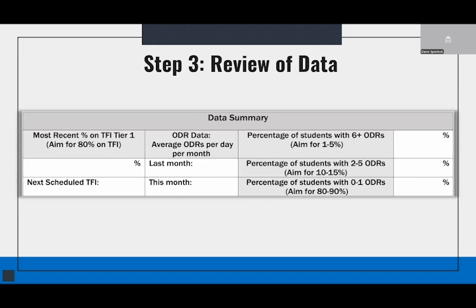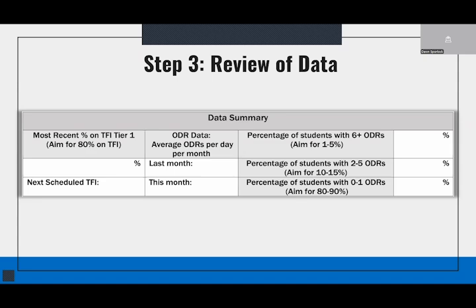Step 3 of the agenda is to review current data. If the team has recently completed the TFI, you should review the results and compare them to the previous assessment. At each team meeting, the team will review the most recent ODR data. You'll notice that in this form, the team reviews an average ODRs per day, per month for the last month and the current month.